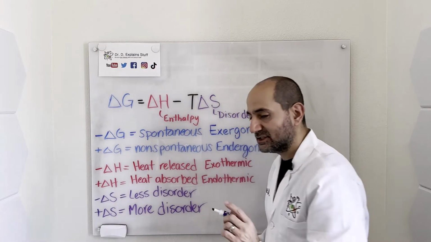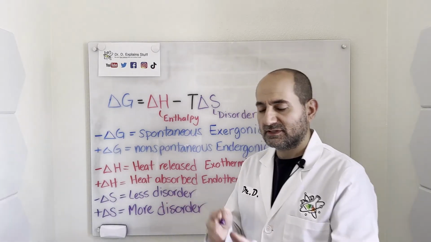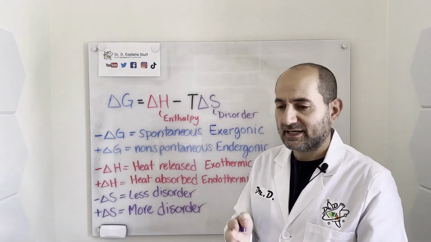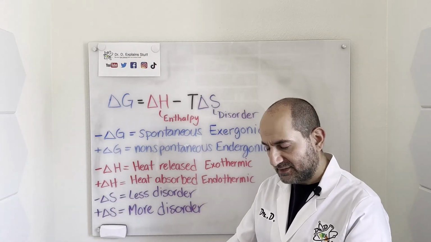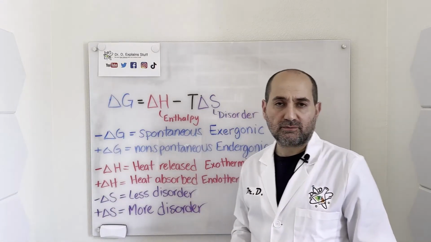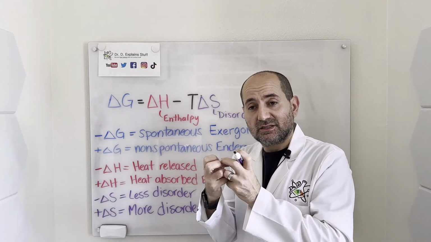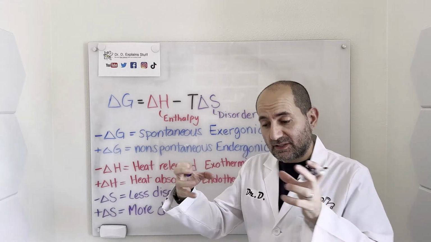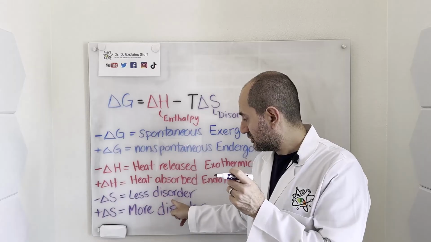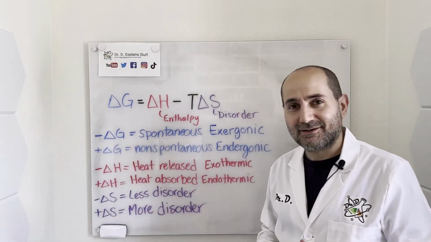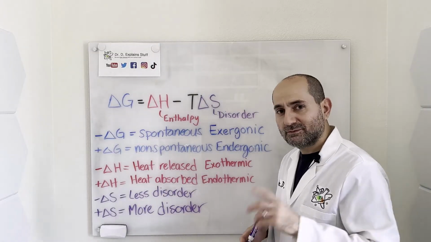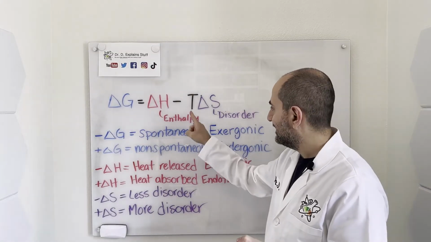So again, anytime a solid goes to a liquid goes to a gas, anytime some large thing breaks down into smaller pieces, we've got more disorder, right? When things come together or solidify, we have less disorder. When things break apart, we have more disorder. Does that make sense? All right, so we've got one more value here to understand, and that's T.